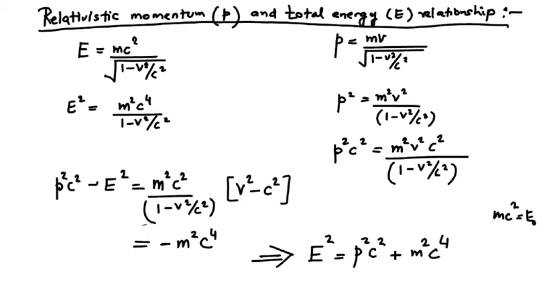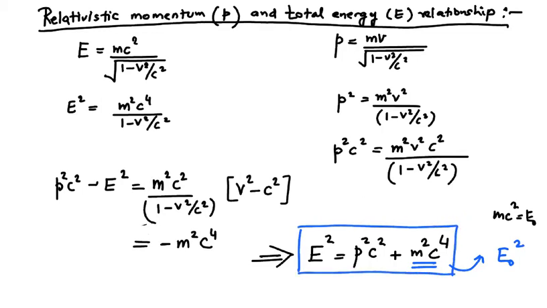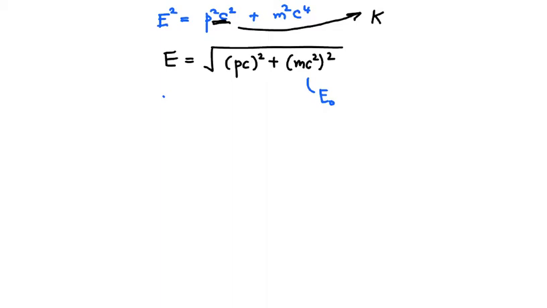And mc² here is nothing but our rest energy. So the second quantity, m²c⁴, can also be written as E naught squared. So this is our important relation between the momentum and total energy.